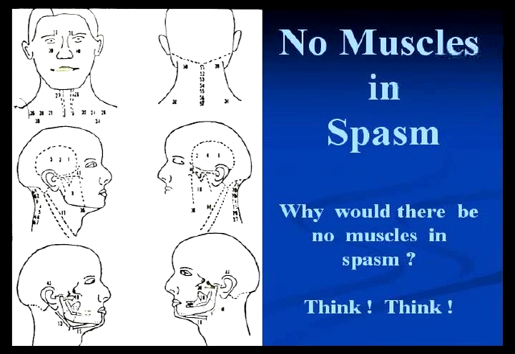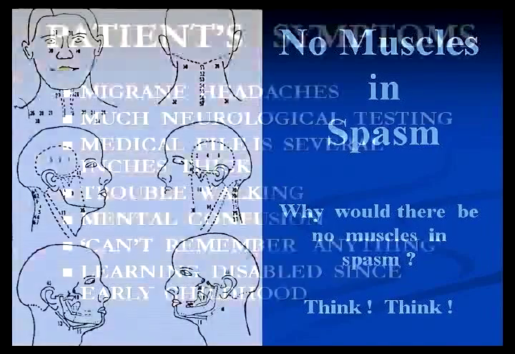When we palpate around his head in all the structures, no muscles were in spasm. Why would there be no muscles in spasm? Usually there are. The reason is he's a flaccid paralytic, and the muscles don't work correctly. None of them are in spasm on the examination.